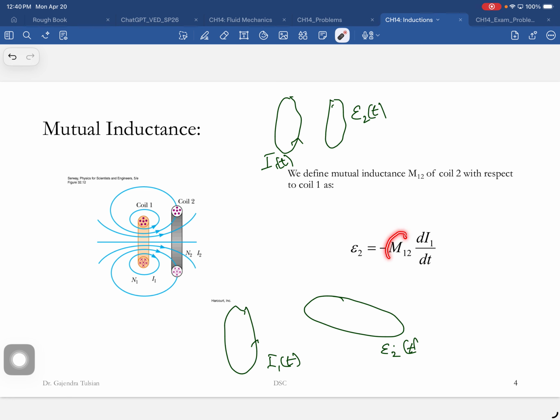Anyway, the mutual inductance is a reflection of how strongly these two circuits are coupled. So time-varying currents in this circuit are inducing an EMF in that circuit.